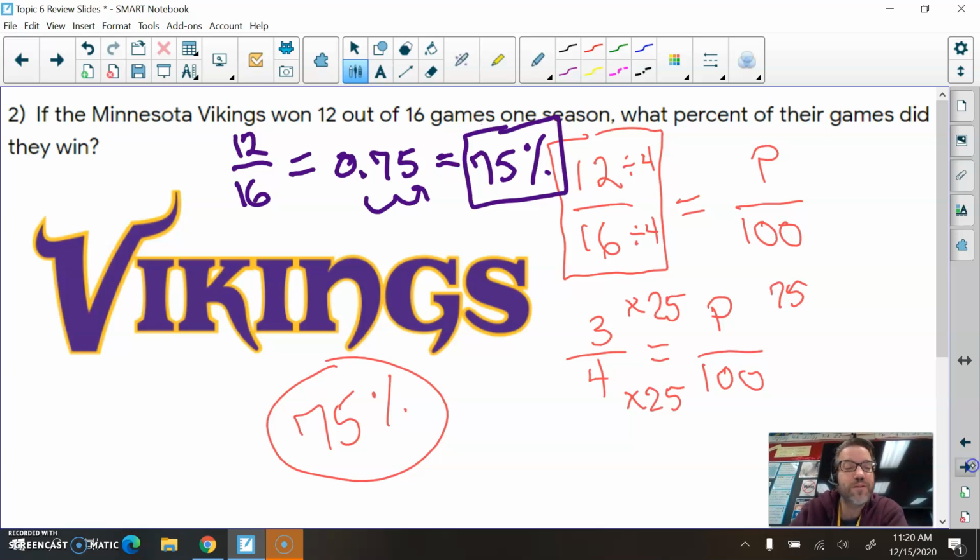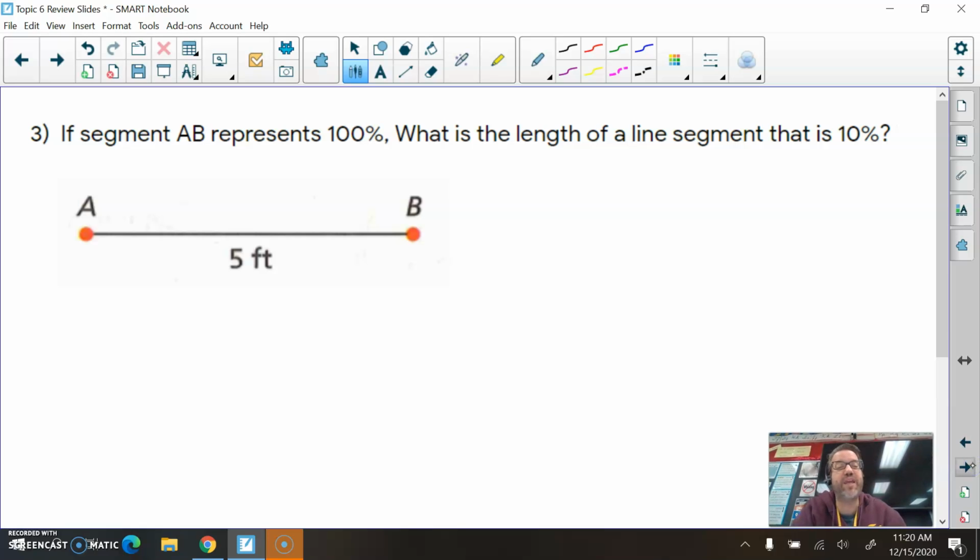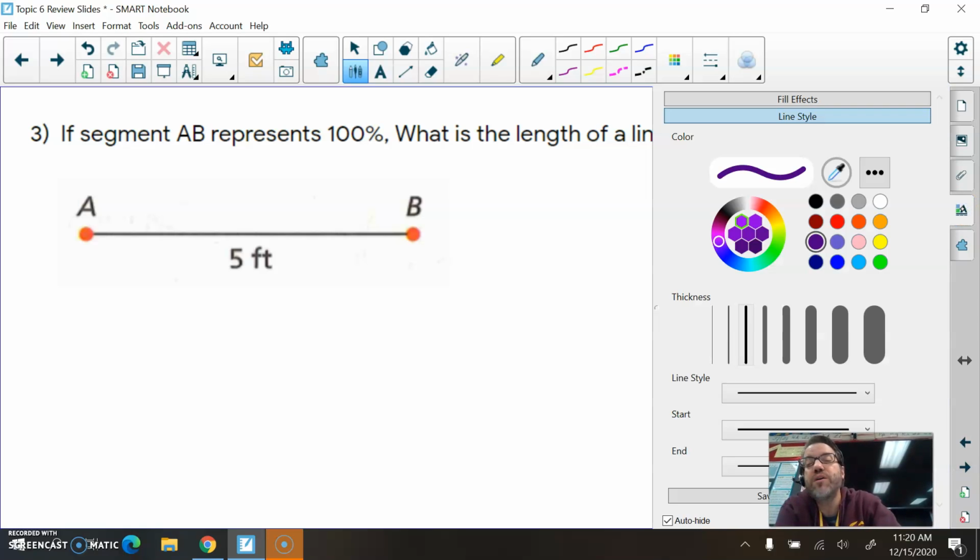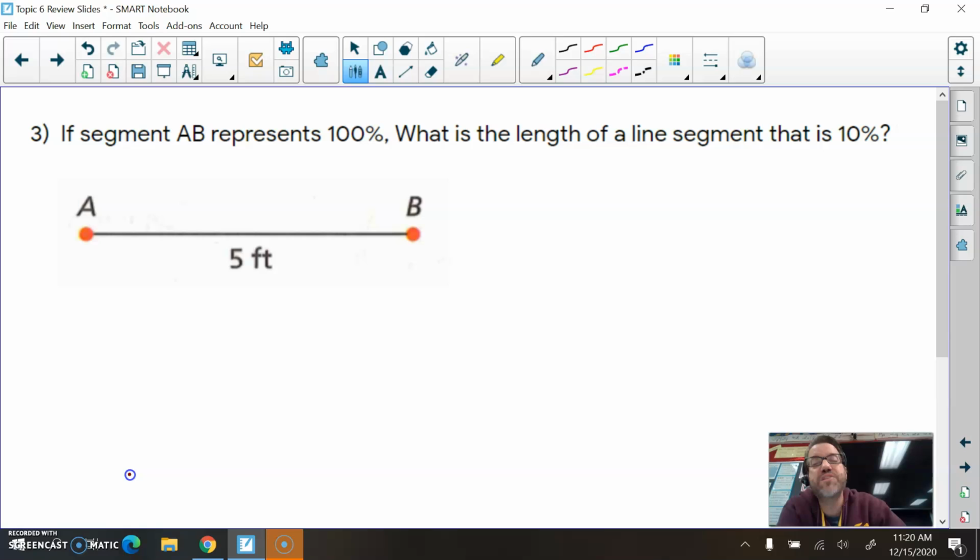All right, number 3, if segment AB, as pictured here, represents 100%, then what is the length of a line segment that is 10%? Okay, so segment AB represents 100%. If I'm looking for a segment that is 10%, that would be shorter than this, right? In fact, it would take 10 of these to equal the length of segment AB, okay?